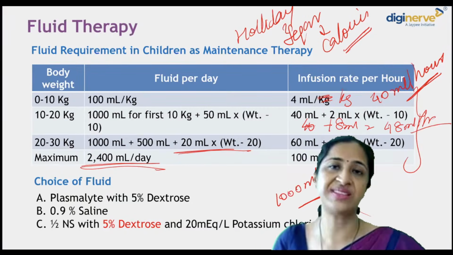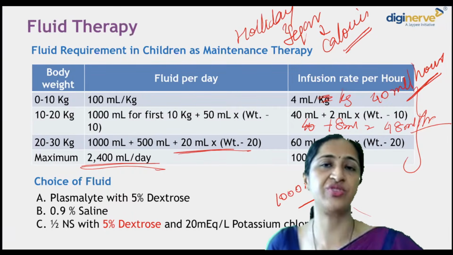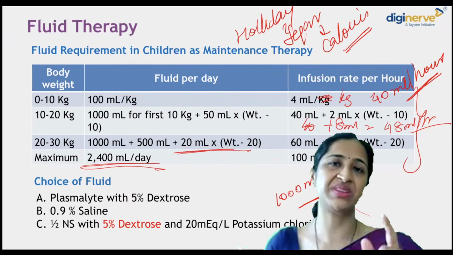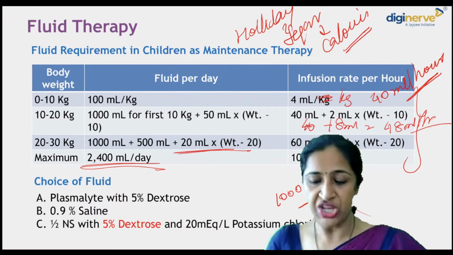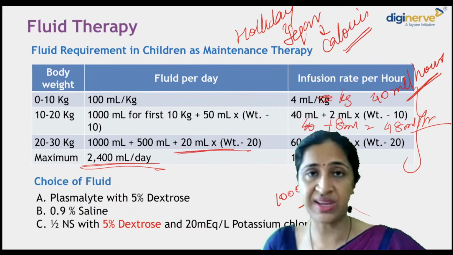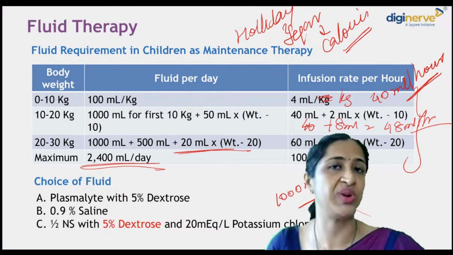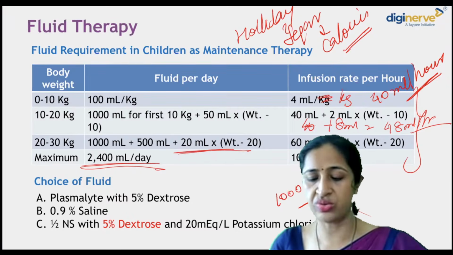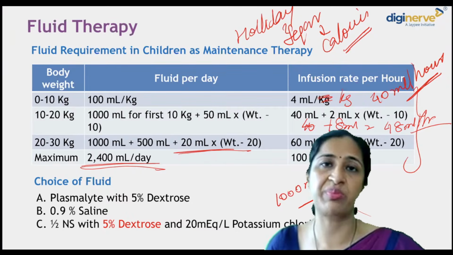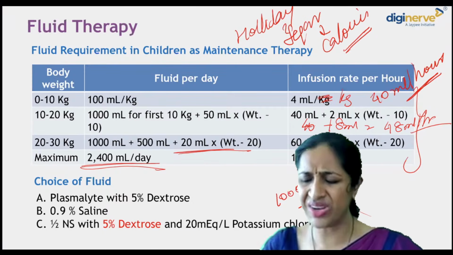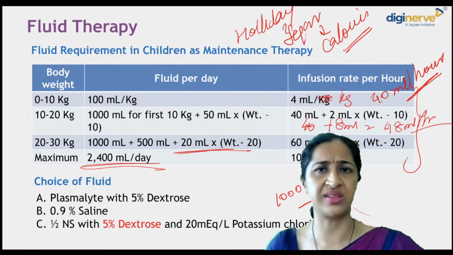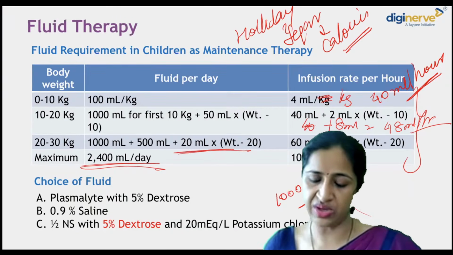So this is a quick calculation for infusion rates per hour. Please remember this because this is asked. Otherwise, another way of doing it is by calculating the fluid and dividing it by 24. Like 1000 ml per day divided by 24, you will get something like 4.2 ml. The quick way is this way to remember.